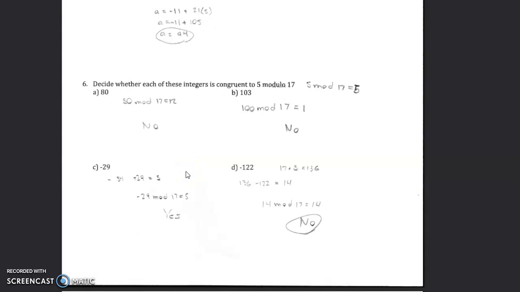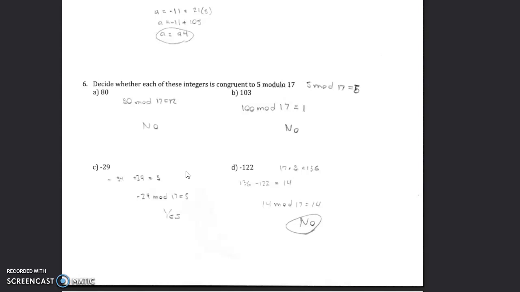6. Decide whether each of these integers is congruent to 5 modulo 17. So if you're looking for congruency, you're just basically looking for a number that has the same remainder as 5 mod 17, which is equal to 5. So it is simple. For A, you're looking for if 80 is congruent to 5 modulo 17, 80 mod 17 is equal to 12, not congruent. B, 103 mod 17 is equal to 1, not congruent to 5 mod 17, not at all.